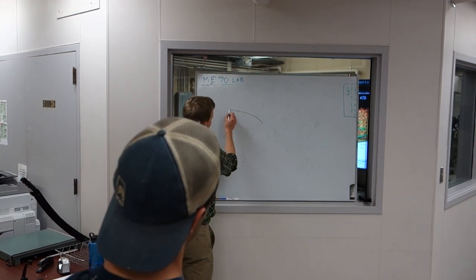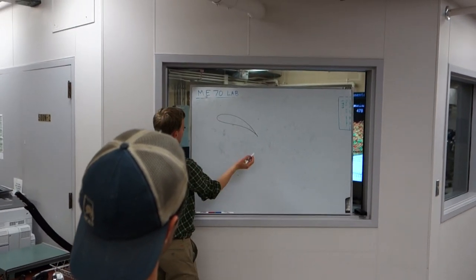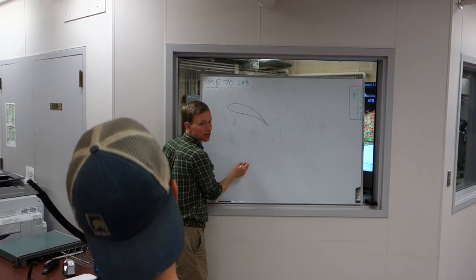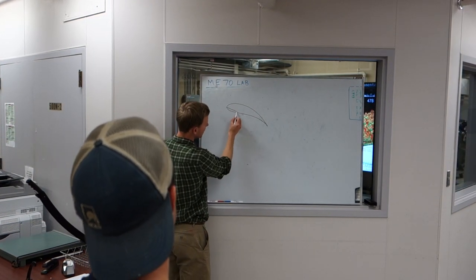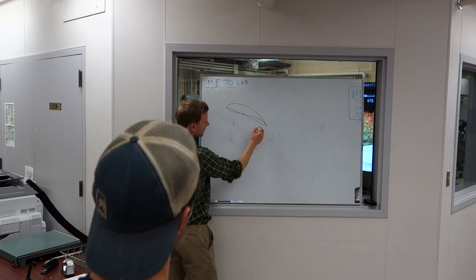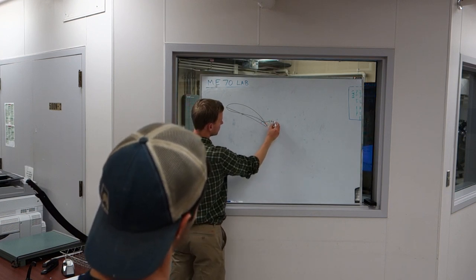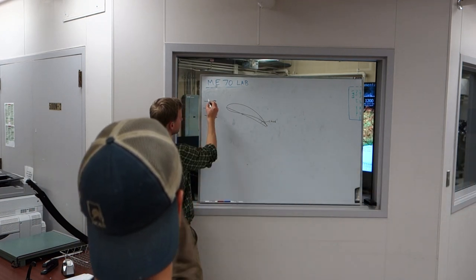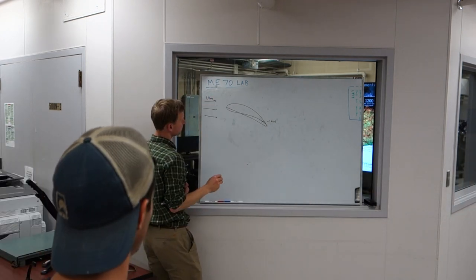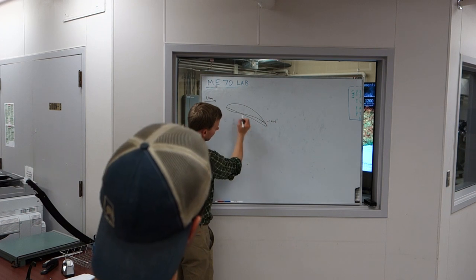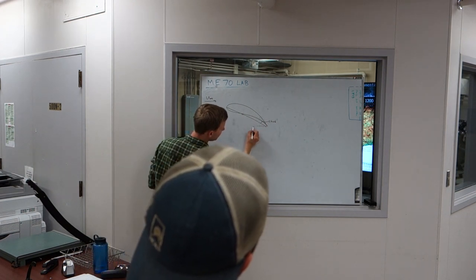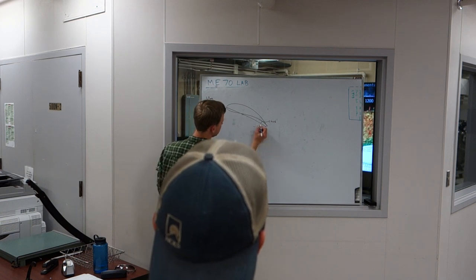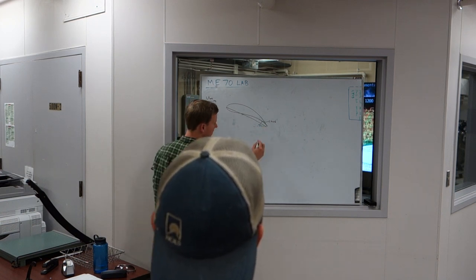So let's draw an airfoil. We call this the leading edge. We call this the trailing edge. The line that connects the leading and trailing edge is called the chord length, the chord. And if we subject it to some free stream velocity, the angle between the chord and that free stream, that angle there, is alpha, the angle of attack.